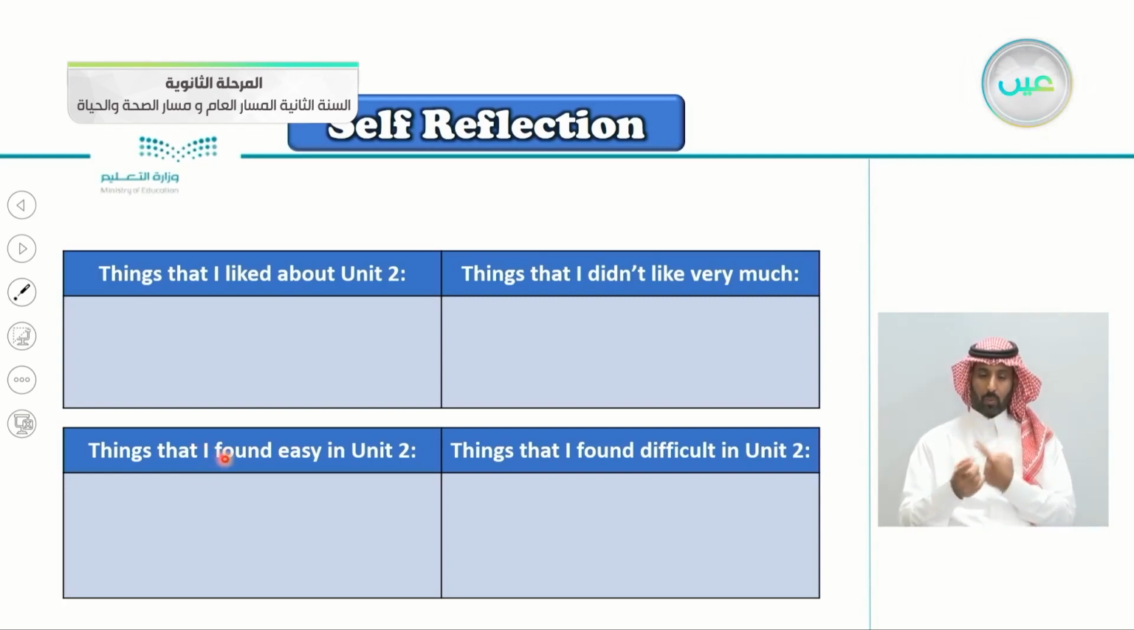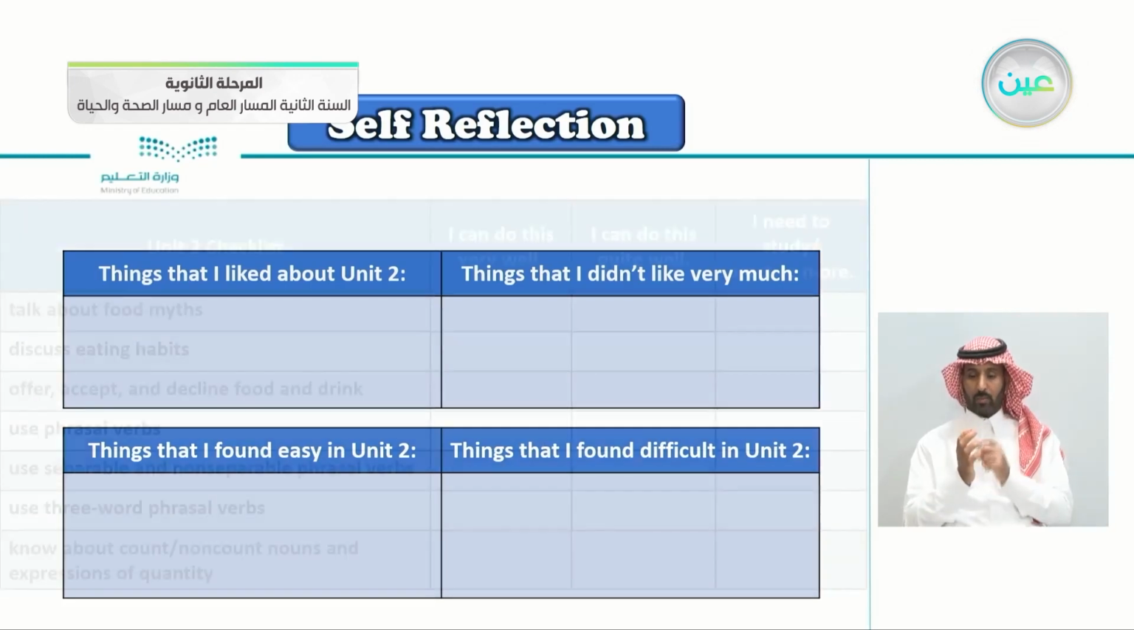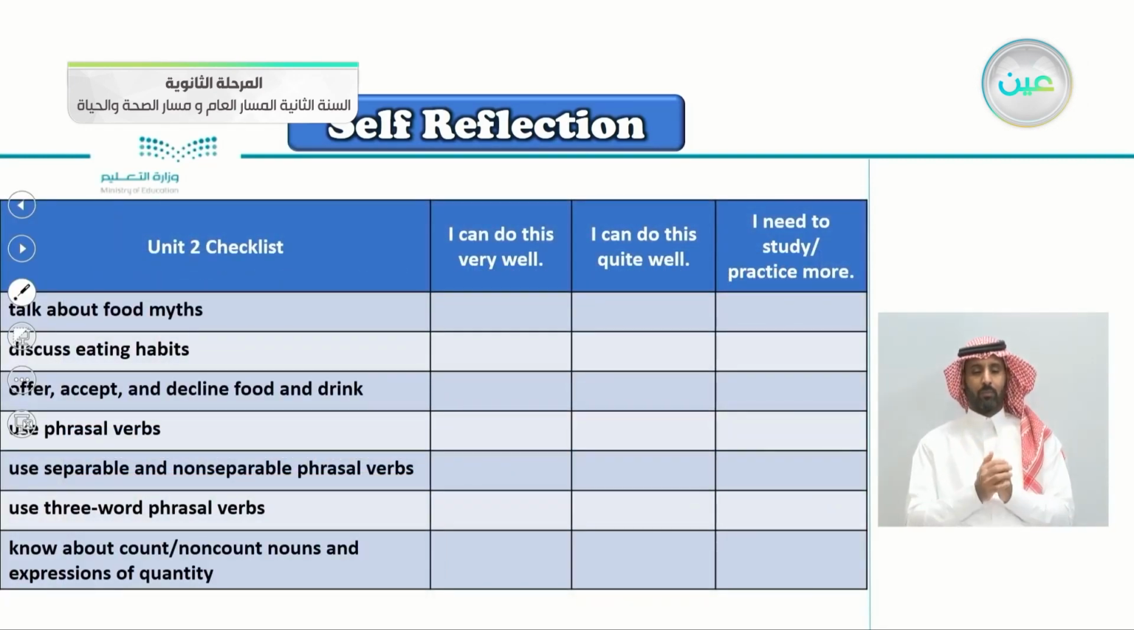So what lessons do you find easy in Unit 2, maybe the theme itself, the reading lesson, and so on, and things that you find difficult, maybe the grammar or the form, meaning, and function. And here is a checklist to get more details. Checklist for Unit 2. Things that you do very well. So things that are easy for you, things that you do quite well, and things that you need to make more practice, to practice more, and to study more.